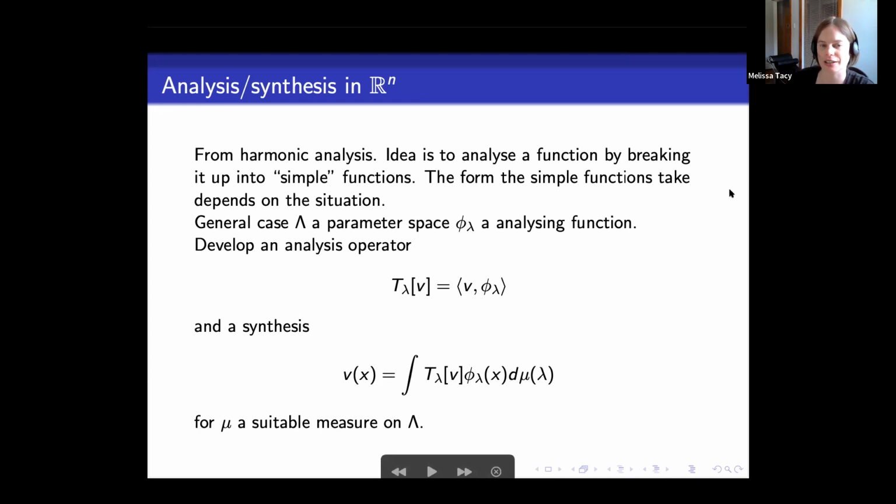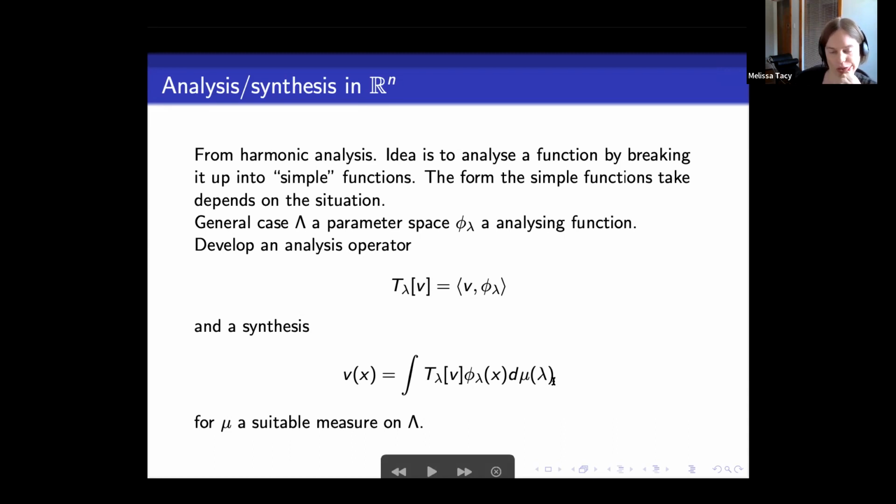So I'm just going to write this out in the most general way I can. I've got a parameter space lambda and an analyzing function phi lambda. My analysis operator takes V and takes its inner product with phi lambda. So this is the L2 inner product. I integrate V against phi lambda, and I'm sort of saying how much like phi lambda is V. And if this is a good system, I have a synthesis which says V of X is given by an integral of my coefficients here, which I got from my operator, times the synthesizing functions, and then there's some suitable measure.